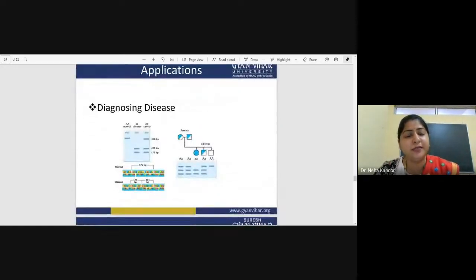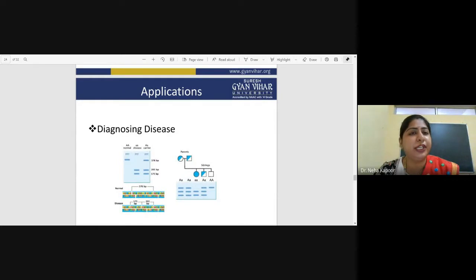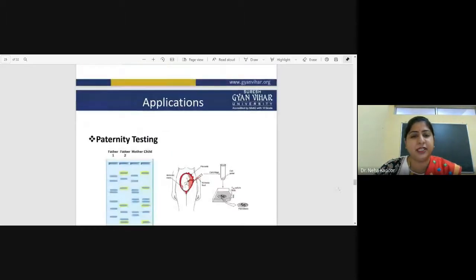So the applications are immense. You can go for the detection and diagnosis of disease. Suppose there is a normal individual, a diseased individual, and a carrier. Depending upon the DNA profiling, you can ascertain which one of them is the carrier, because the inheritance of a particular disease can also be ascertained by using DNA fingerprinting.